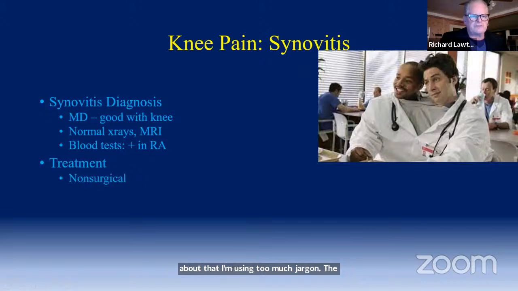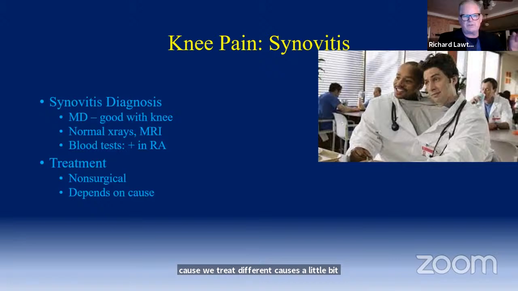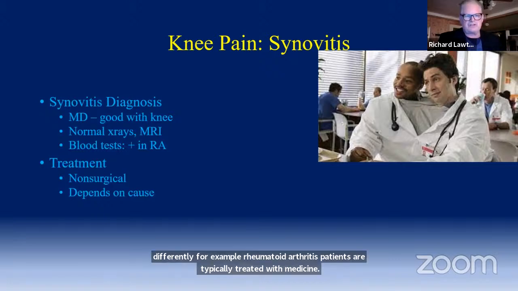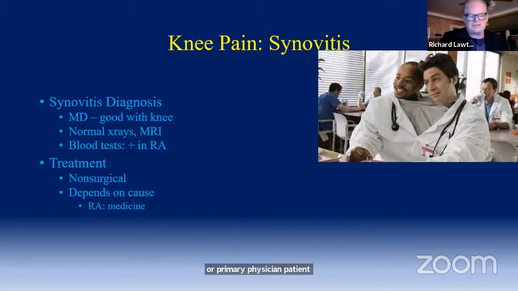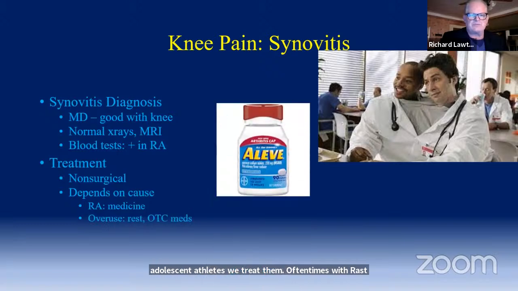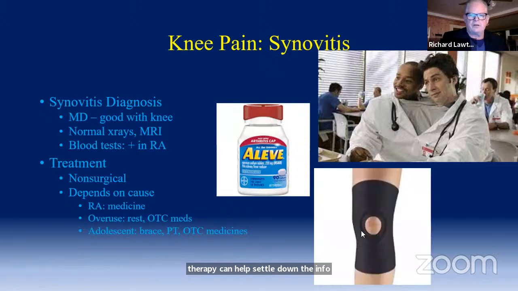The treatment for synovitis is typically non-surgical, depending on the cause. We treat different causes a little bit differently. For example, rheumatoid arthritis patients are typically treated with medicine by a rheumatologist or a primary physician. Patients who have synovitis who are adolescent athletes, we treat them oftentimes with rest and over-the-counter medications. Sometimes some physical therapy can help settle down the inflammation as well. Occasionally, we'll use a little brace for patients who have synovitis around the knee, especially adolescents.